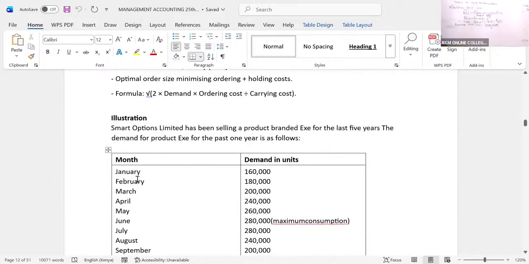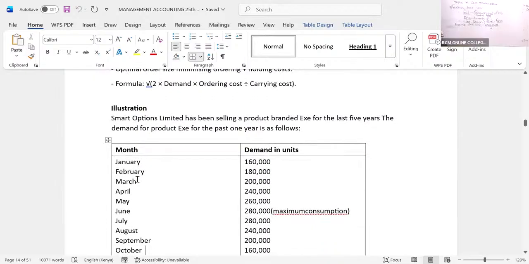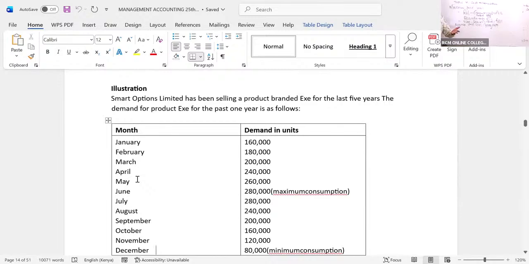Are you able to see the question of Smart Options? That is what I would easily bring for you, because students are used to the situation where they're given maximum consumption. So I'll just give you a yearly data of stocks. Smart Options Limited has been selling a product branded X for the last 5 years. The demand for product X for the past 1 year is as follows. You can see we have January 160, 180, 200. It is upon you to look at those demand values. Demand is the same as consumption.